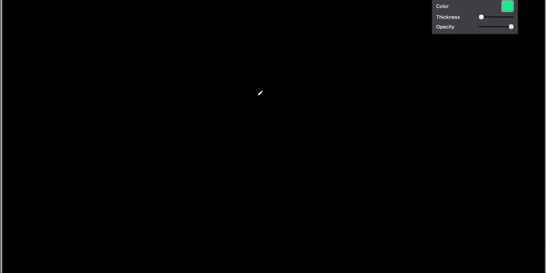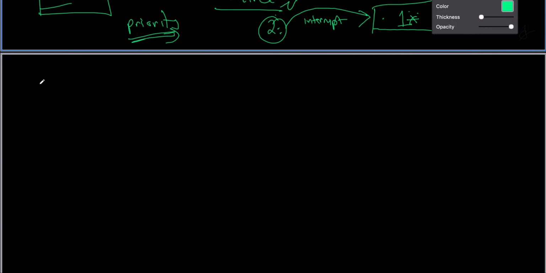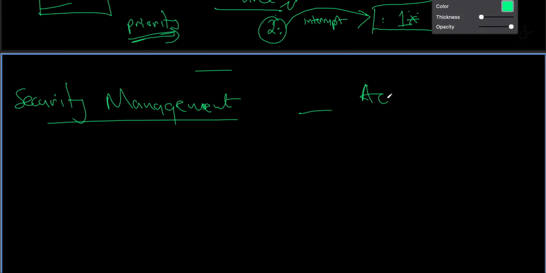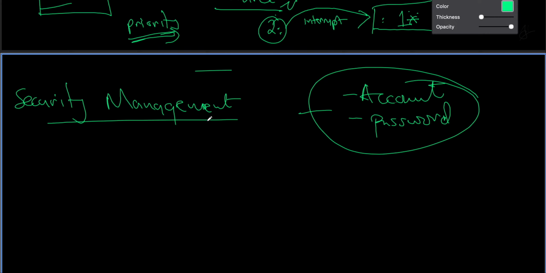But there are a couple of other functions that we did not mention here. Let me put them anew. We have security management. Here we are talking about the operating system managing security. It is the operating system that allows you to create accounts on a computer and their passwords. You get the point? So the operating system allows the creation of accounts and passwords.